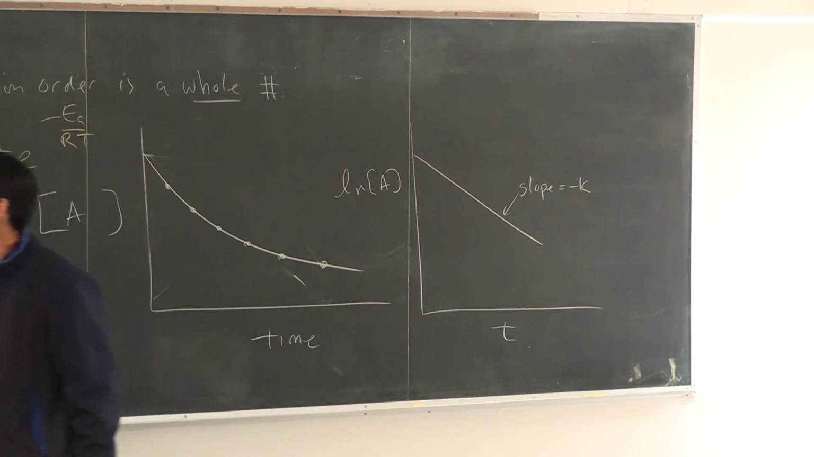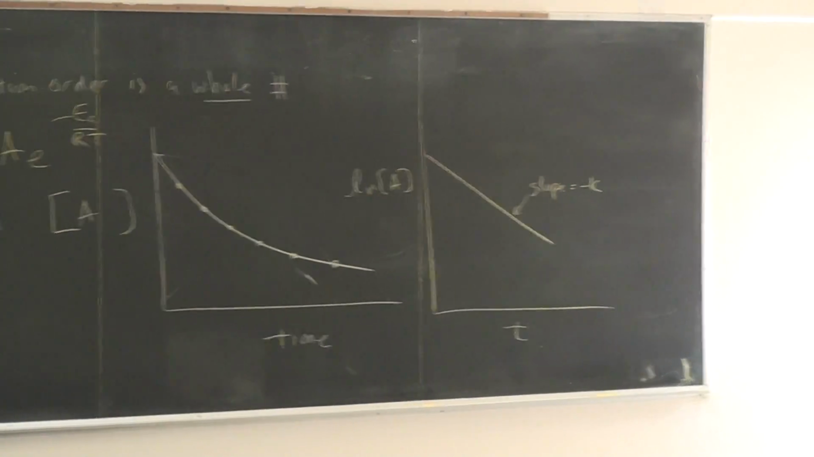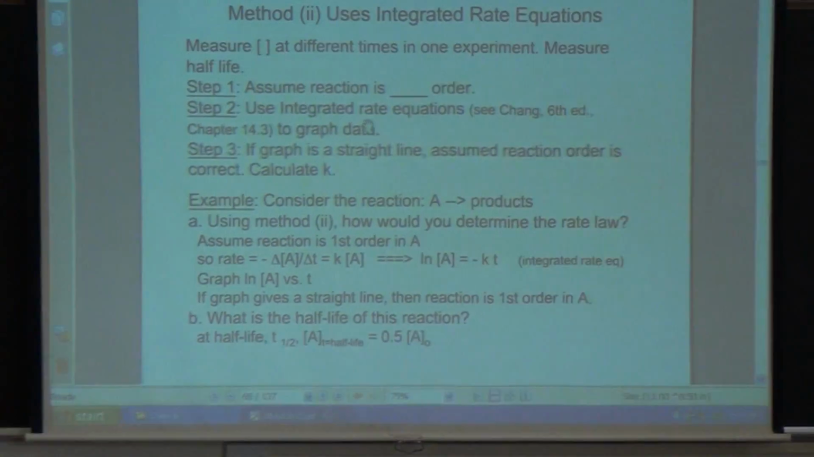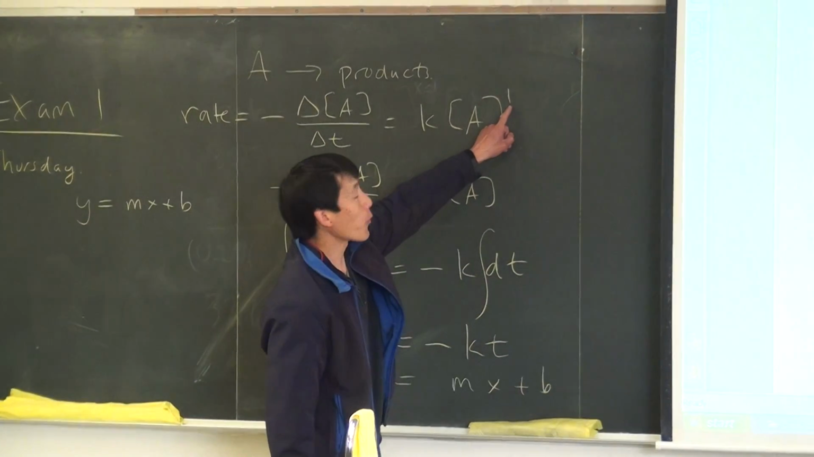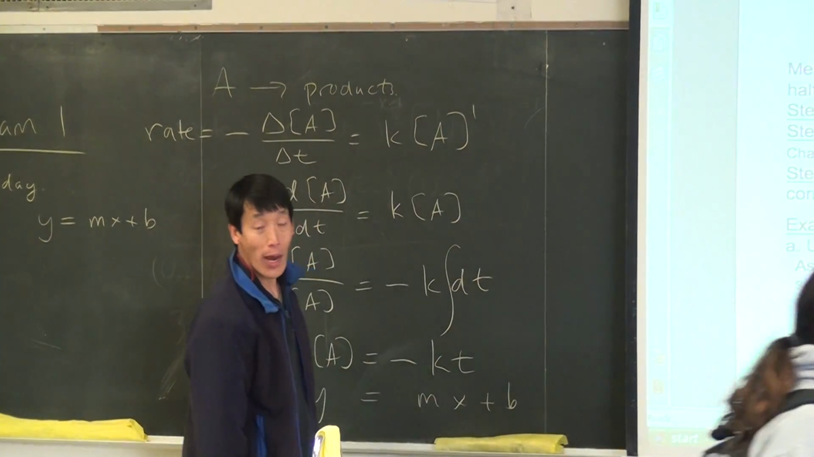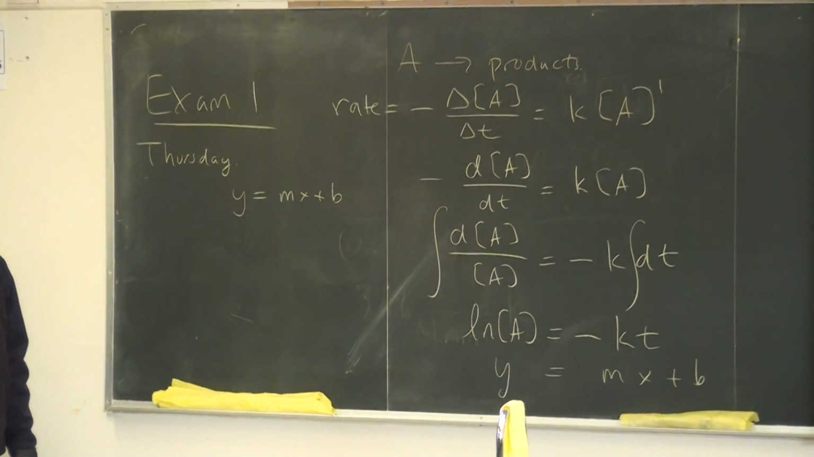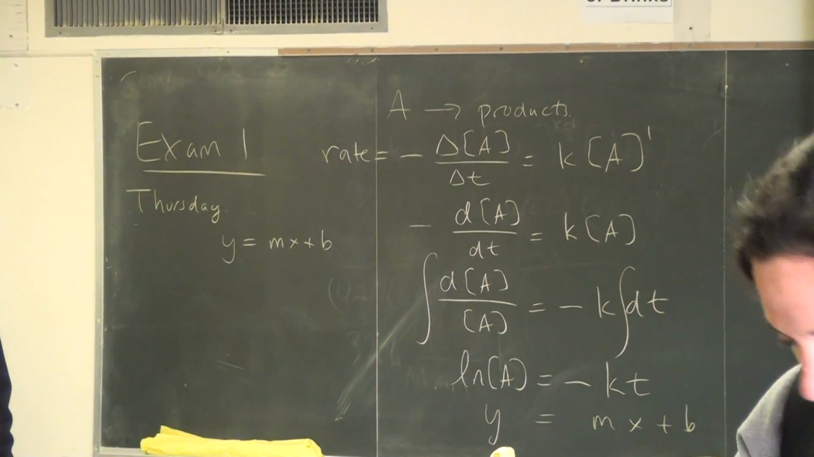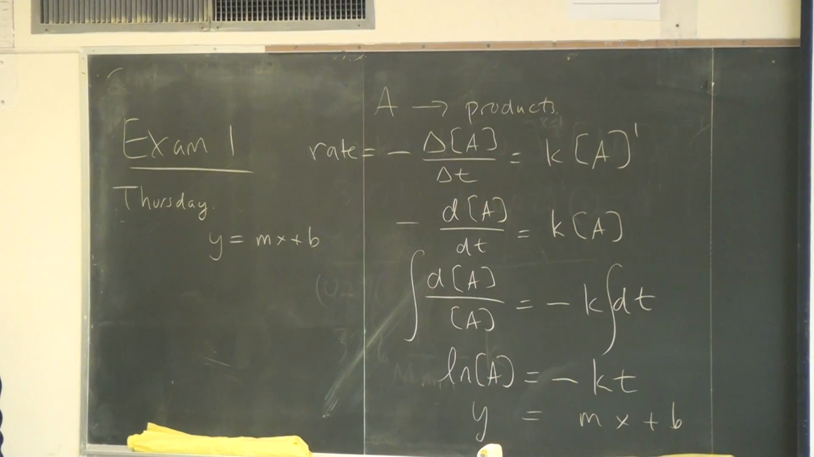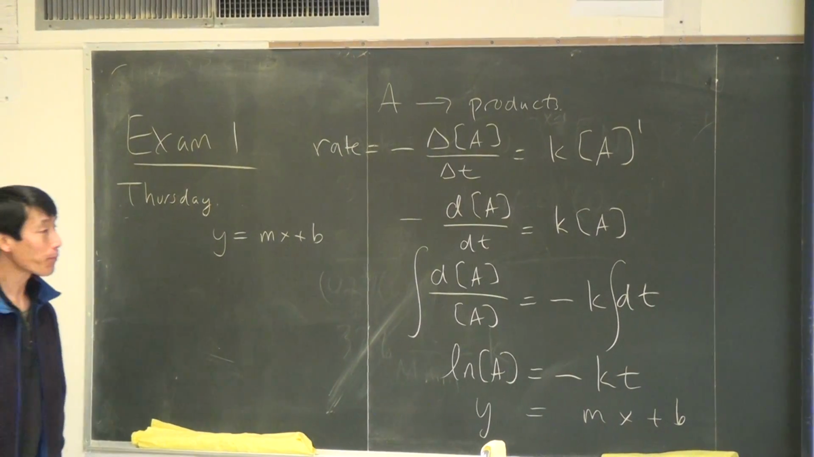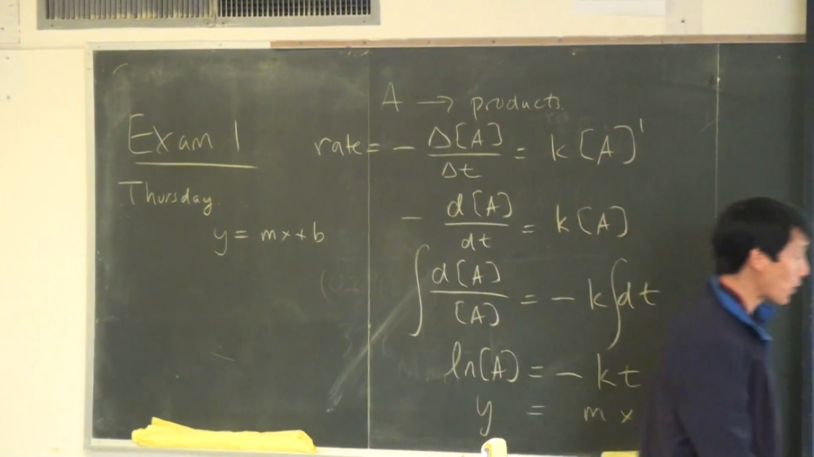Now, the other thing with reaction order is that reaction orders are either going to be 0th order, first order, or second order. It's very rare to have a higher order than second order. We'll talk about why it's rare later on.